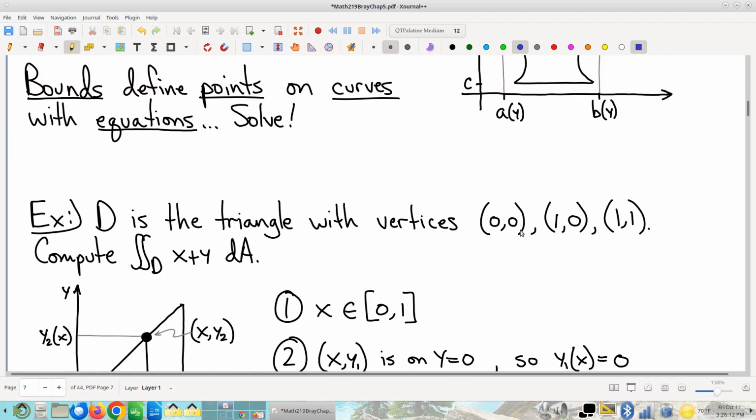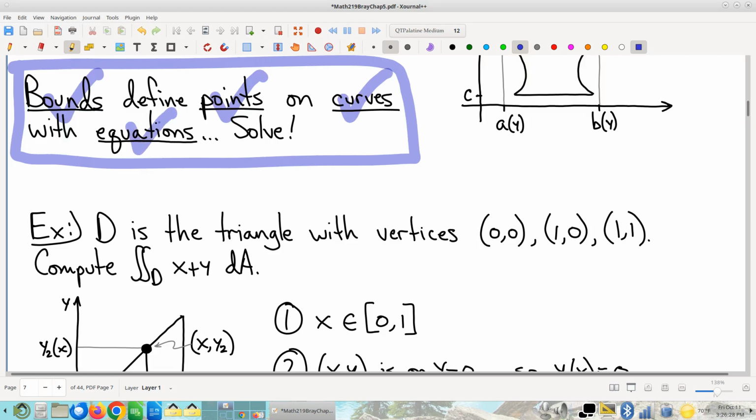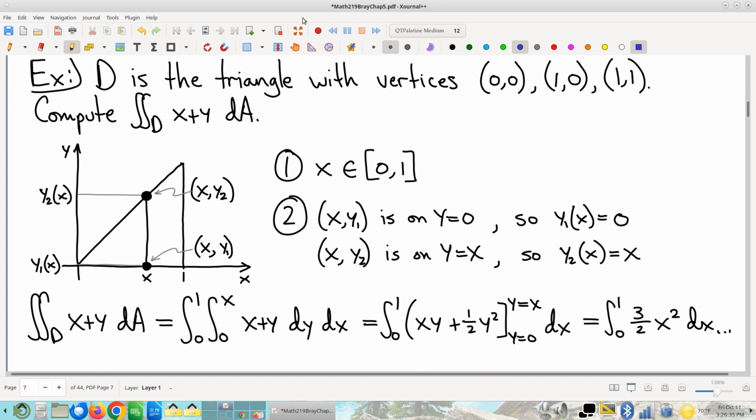This again is going to be the guiding succession of connect the dots ideas that we're going to connect. We're going to identify what bound we're interested in one at a time. What is the corresponding point? What curve is it on? What's the equation of that curve? And then solve for the appropriate variable. Okay, so here we go. Let me full screen.